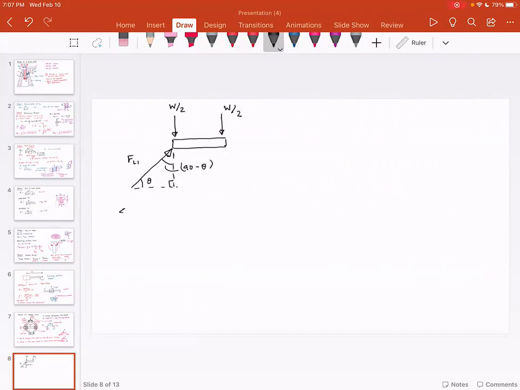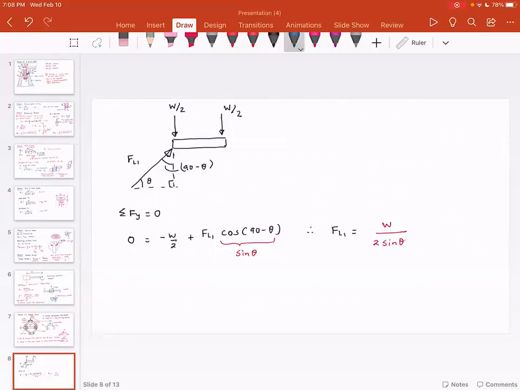So applying summation of forces in y direction equal to 0: minus W by 2 plus FL1 cosine of 90 minus theta is equal to 0. That gives me FL1. Cosine of 90 minus theta is nothing but sine theta. So this equation becomes FL1 equals W by 2 sine theta.